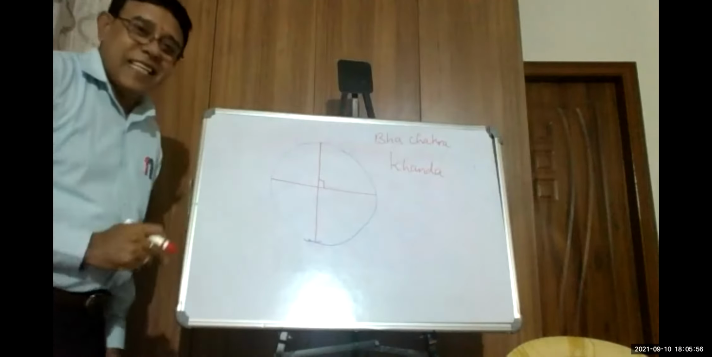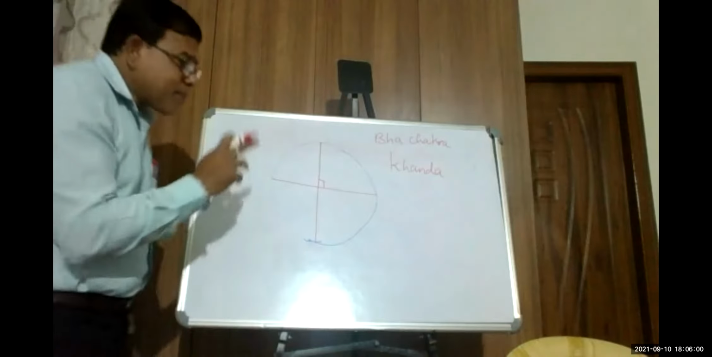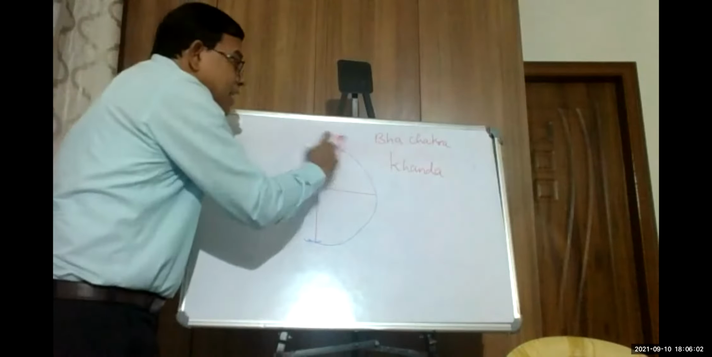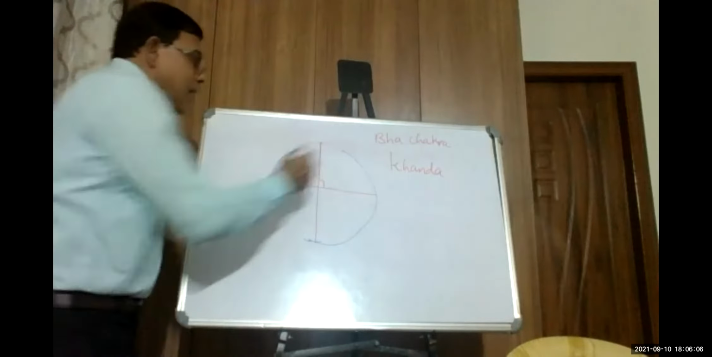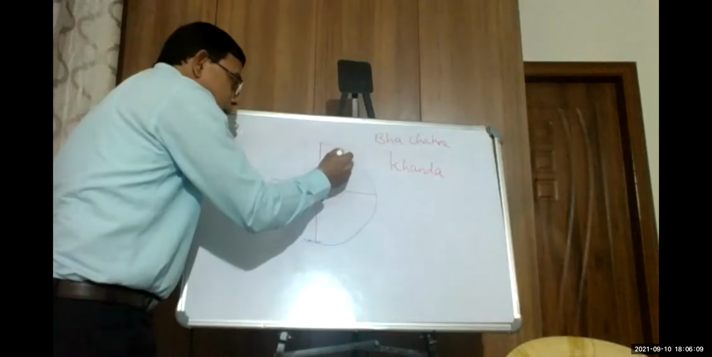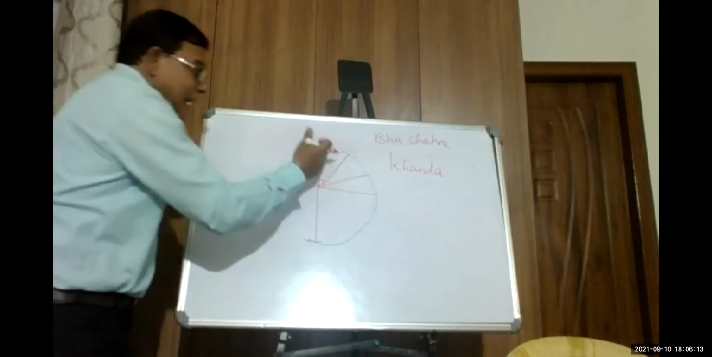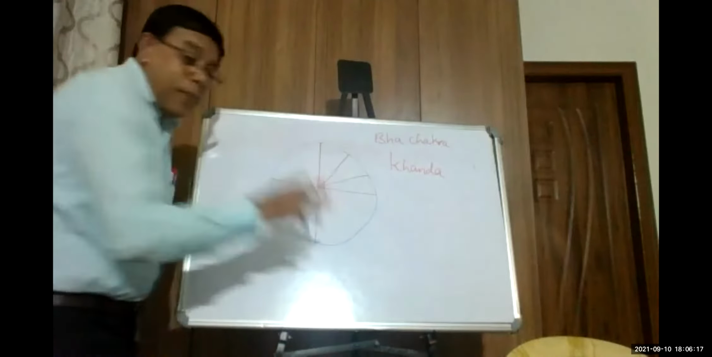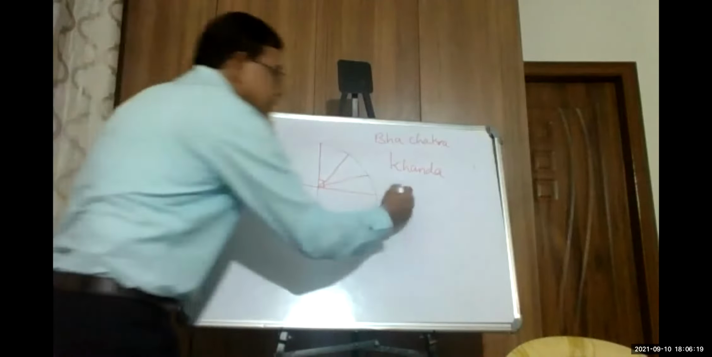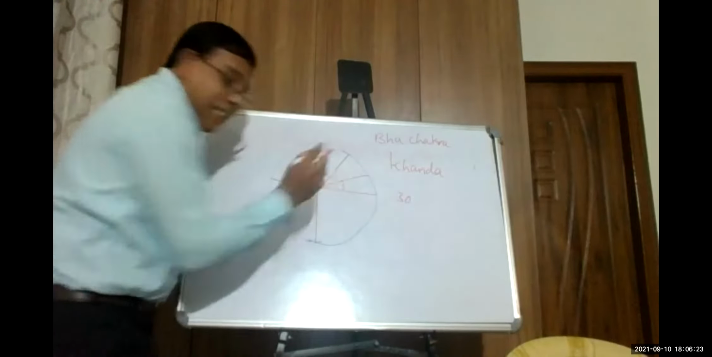Now, the interesting thing is how interesting astronomy is. If you divide this arc of the quadrant into 3 equal arcs by drawing 2 radii, naturally, you have 3 sectors here. 90 divided by 3 is 30 degrees. That means the angle at each sector is 30 degrees.